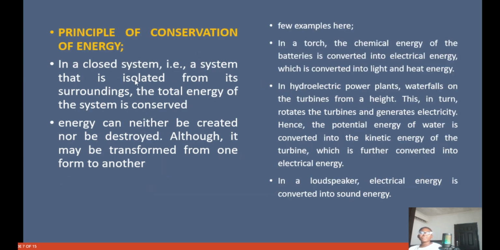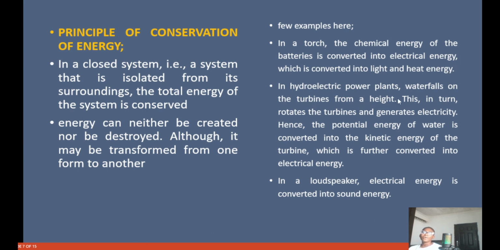Principle of conservation of energy. In a closed system, that is a system that is isolated from its surroundings, the total energy of the system is conserved. Energy can neither be created nor destroyed, although it may be transformed from one form to another. A few examples: in a torch, the chemical energy of the batteries is converted to electrical energy, which is then converted to light and heat energy.